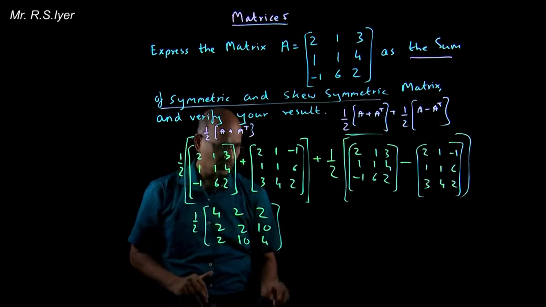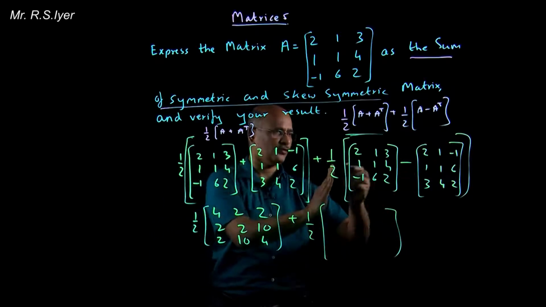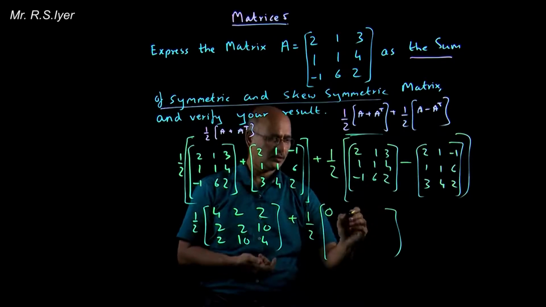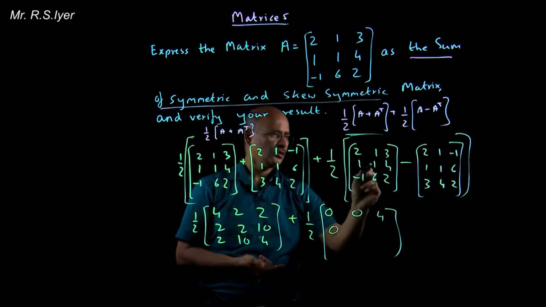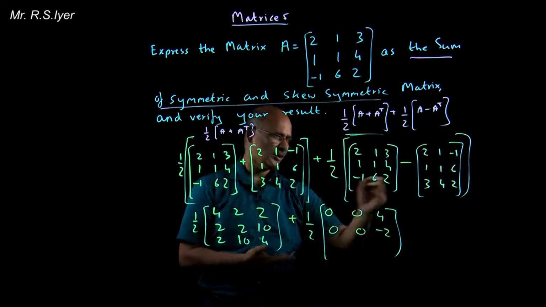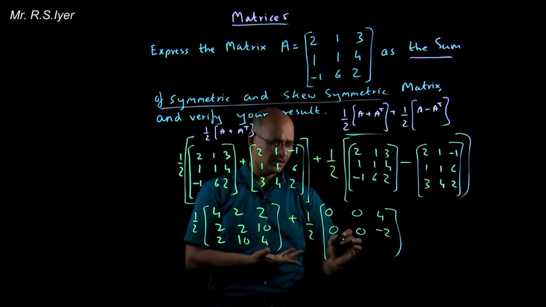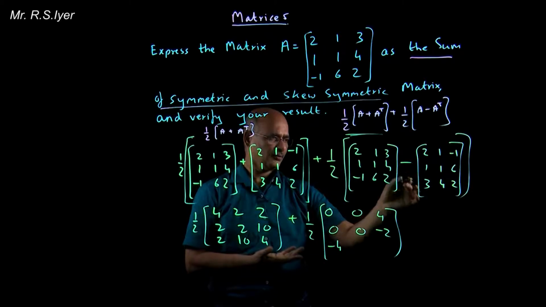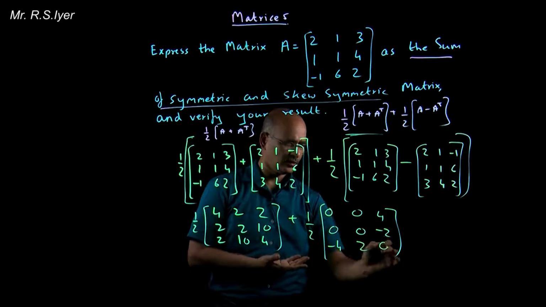Then plus, I am just writing this in a separate way, plus half. Now this is a subtraction of two matrices. 2 minus 2, 0, 1 minus 1, 0, 3 minus of minus 1 is 4, 1 minus 1 is 0, 1 minus 1 is 0, then 4 minus 6 is minus 2. I am just doing the subtraction, nothing else. Minus 1 minus 3 is nothing but minus 4, and minus 1 minus 3 is minus 4, 6 minus 4 is 2, and 2 minus 2 is 0.